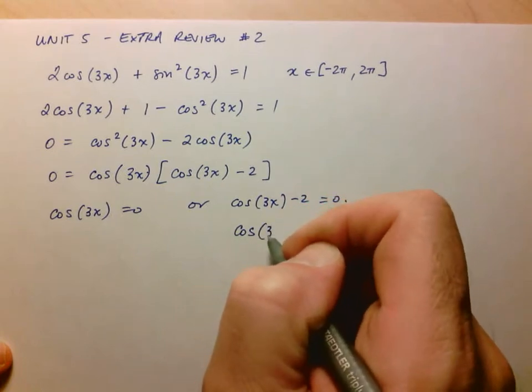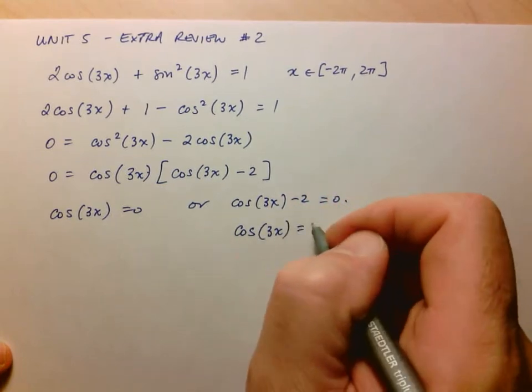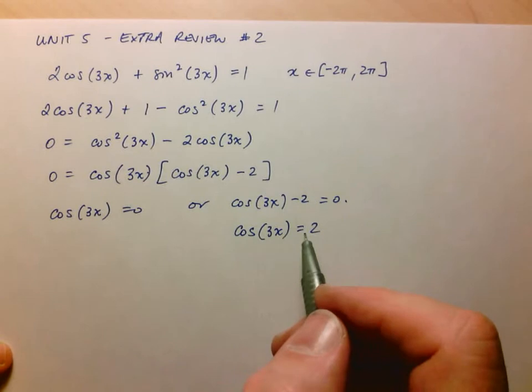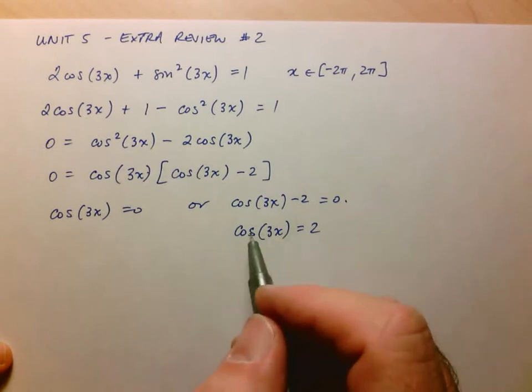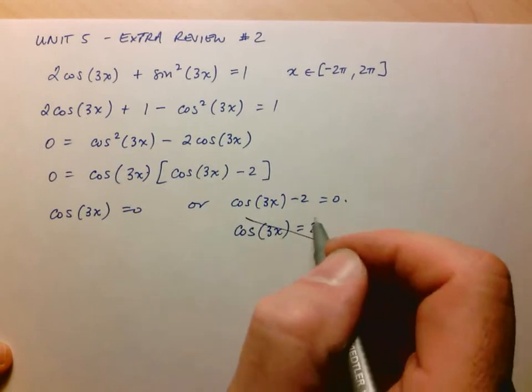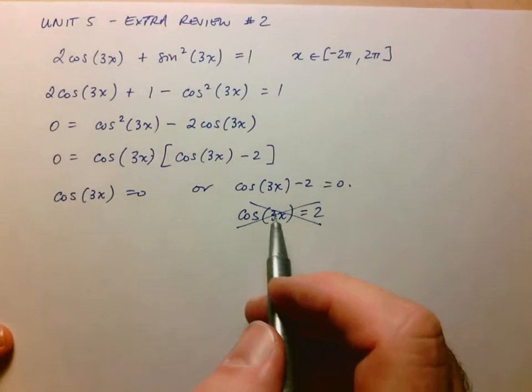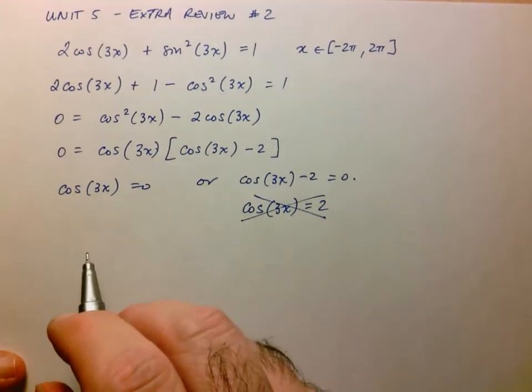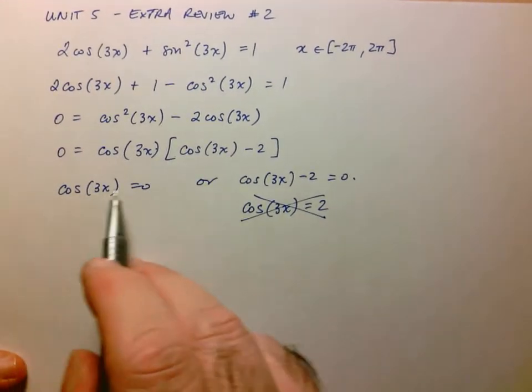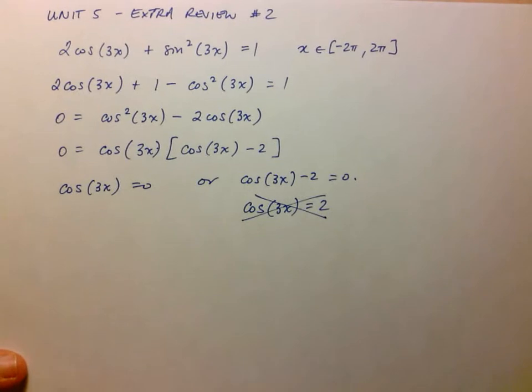I'll deal with this one right away because this is going to end up being the easier one, because this means that cos 3x has to be equal to 2, which of course we know is impossible because cosine can never be larger than 1. So right off the bat I can eliminate any answers that come from that second part. Now I just have to deal with cos 3x being equal to 0.